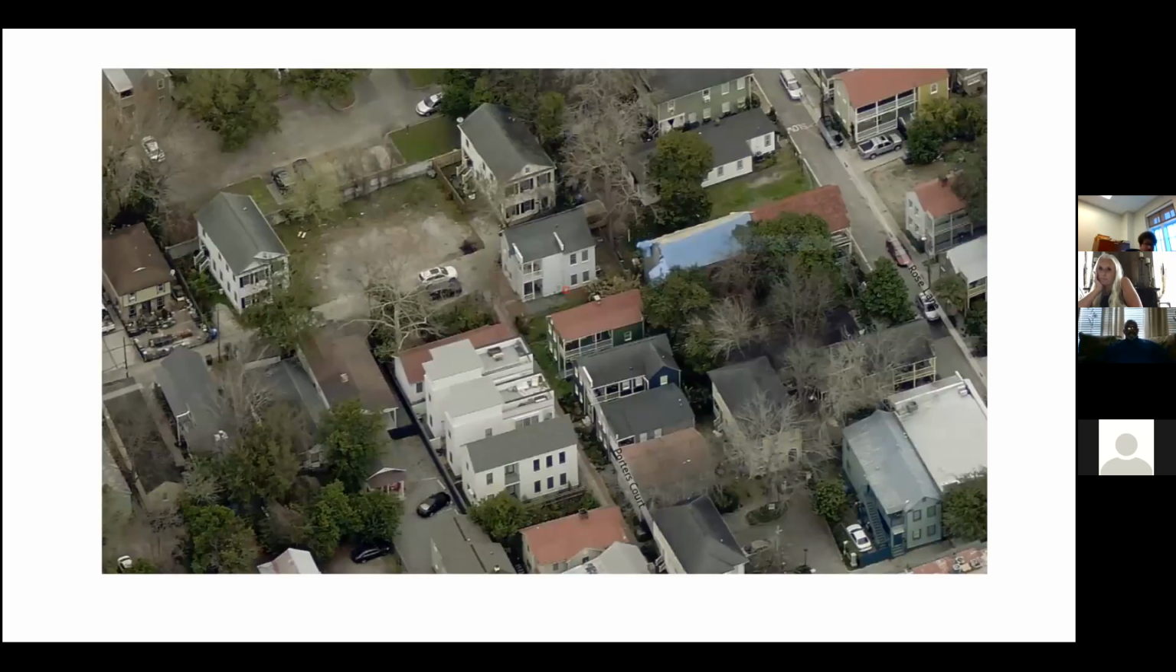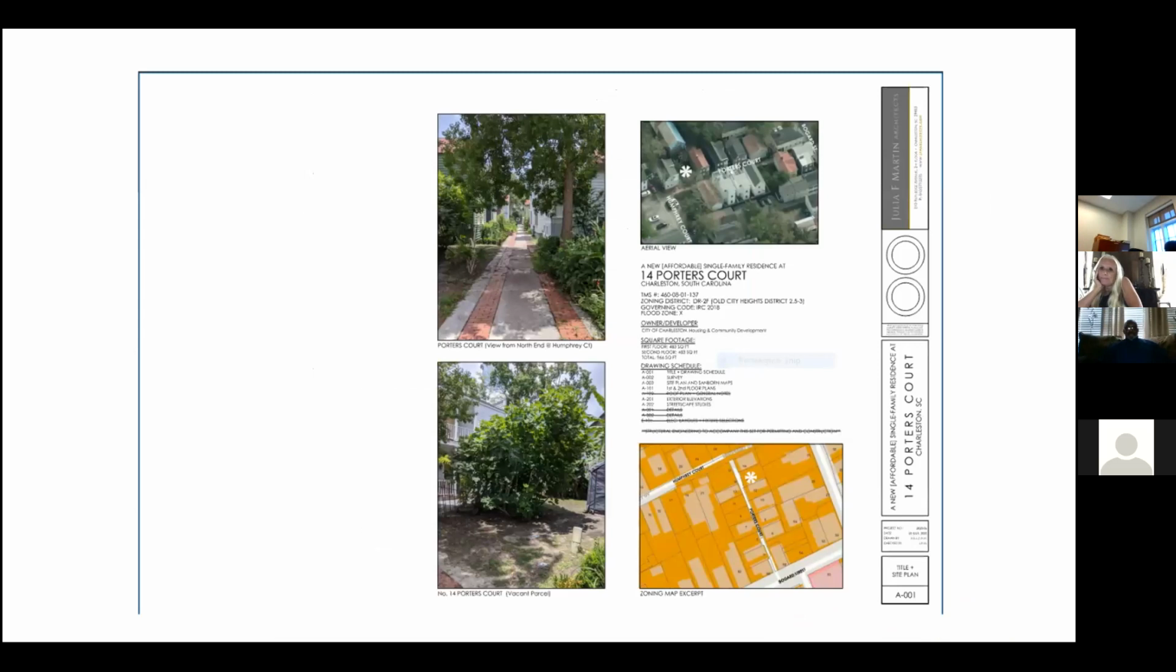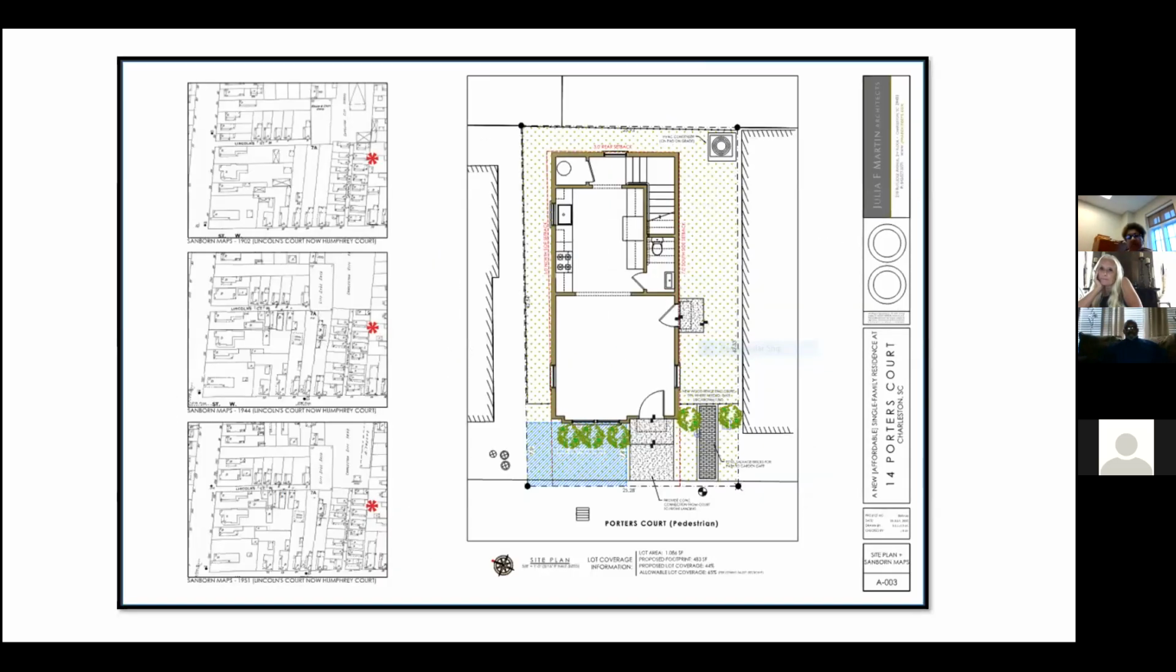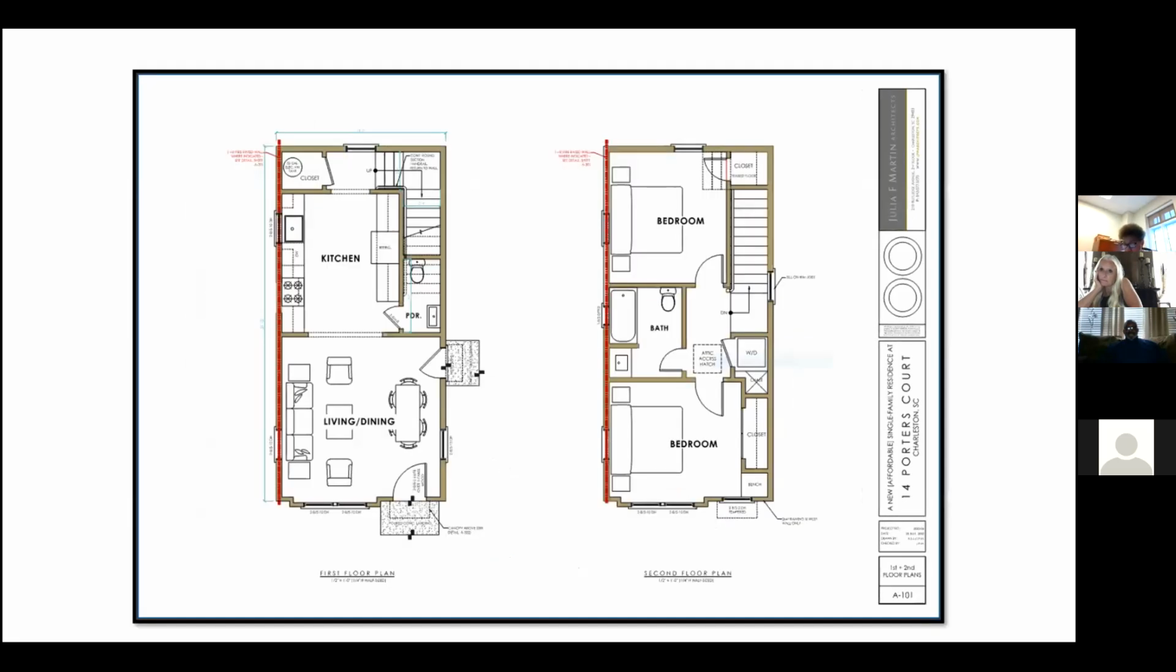So if I go through this, so this is the vacant lot, which is 14 Porter's Court, close to Humphreys Court. And the house footprint, the other one was about 550 square feet. So this is 483 square feet. And it's a 2-story house with living, kitchen on the ground floor, and 2 bedrooms and 1 bath upstairs. So slightly smaller, but just under 1,000 square feet in total size.